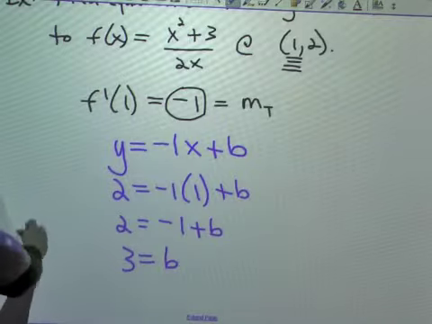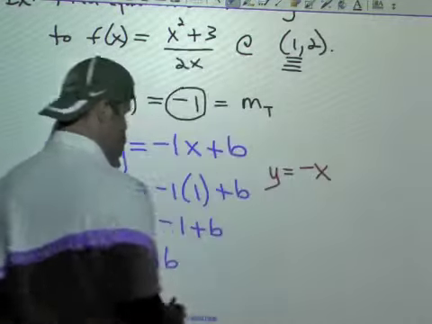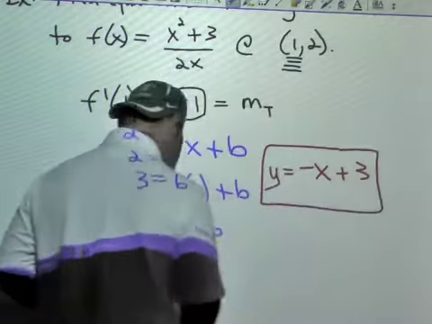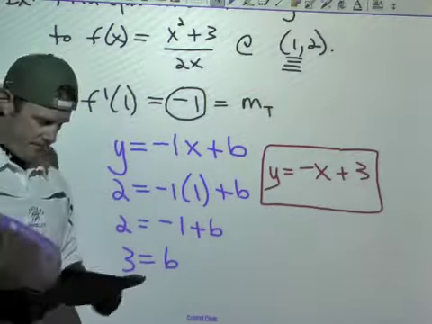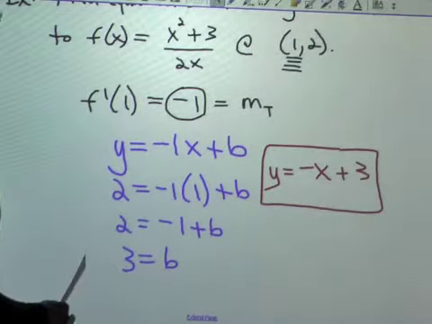So put it all together. My final answer would be -x plus 3. And that would be the equation of the tangent line. Okay? Piece of cake.